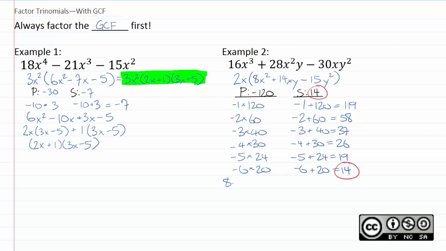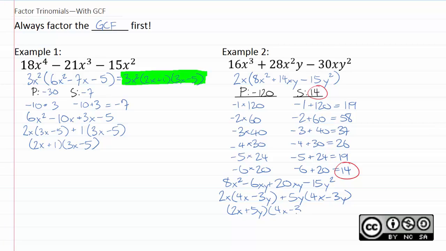We're just going to have 8x squared minus 6x plus 20x minus 15. But don't forget your y's. So we should have little y's there, and this should be y squared. And out of the first two terms now, I'm going to factor out 2x. I will get 4x minus 3y. Out of the other two terms, I'm going to have 5y, and then we're going to have 4x minus 3y. And so now, using factoring by grouping, we can factor this into 2x plus 5y times 4x minus 3y.